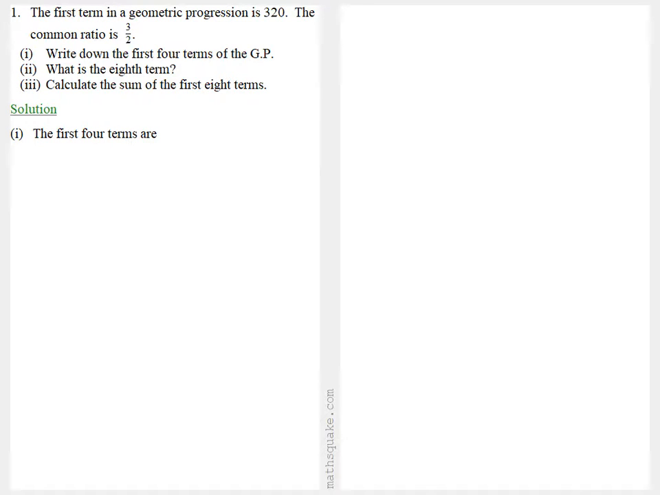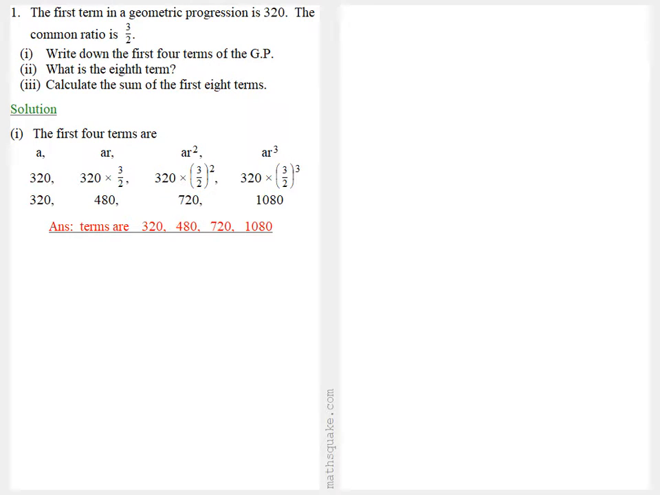Well, in general, the first 4 terms are A, AR, AR squared and AR cubed. So in this case, they are 320, 320 times 3/2, 320 times 3/2 squared, and 320 times 3/2 cubed. And that is 320, 480, 720, and 1080. And those are our answers.